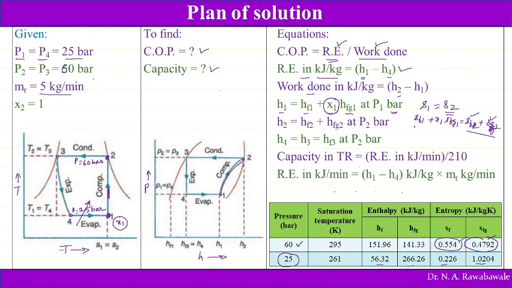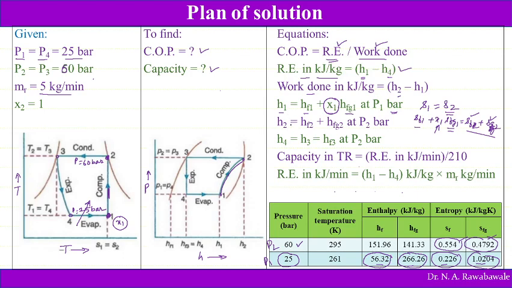And SF1 and SFG1 are also known to us, corresponding to pressure P1. So X1 is the only unknown, and it can be determined. HF1 and HFG1 are also known to us, so from these H1 can be obtained.